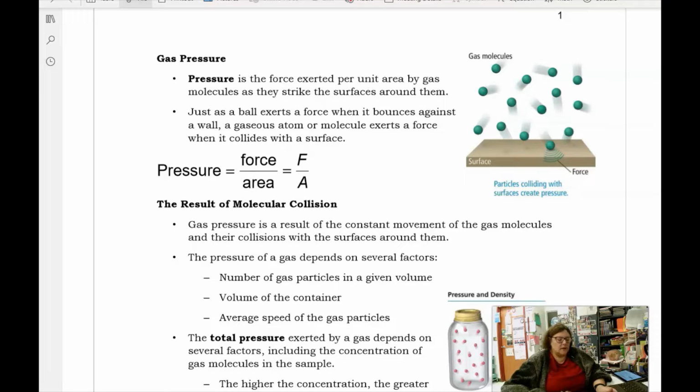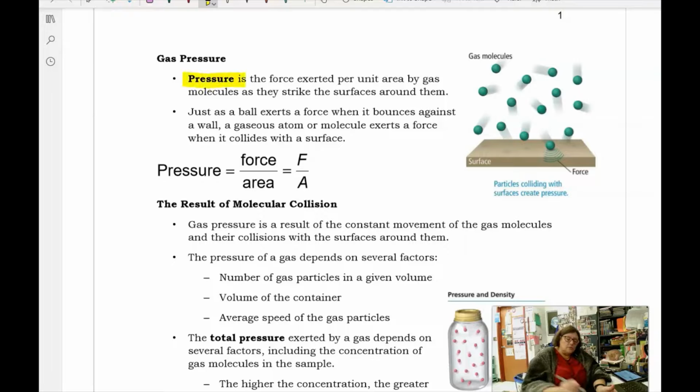Hello, we're going to talk about gases today, and you're going to fill in your notes here. Gas pressure, you've already done the Gizmos, the gas pressure, you know some of the relationships, but let's define a few of these things. First of all, what is pressure?